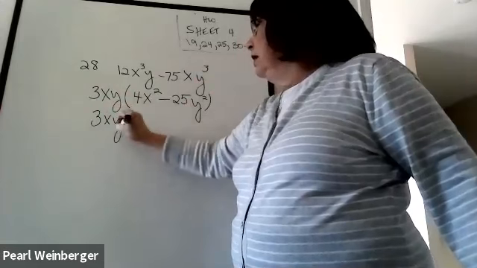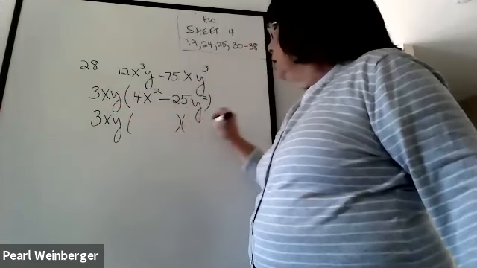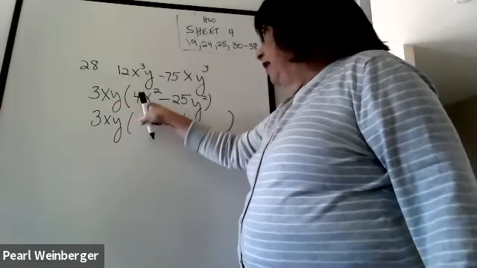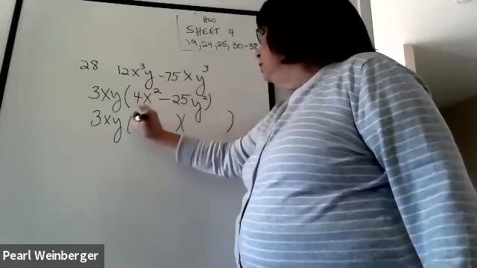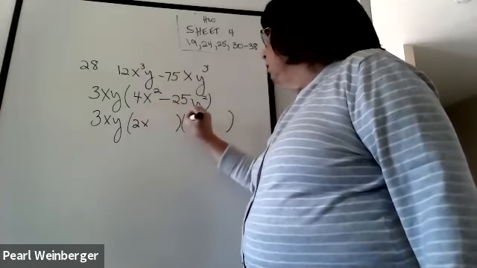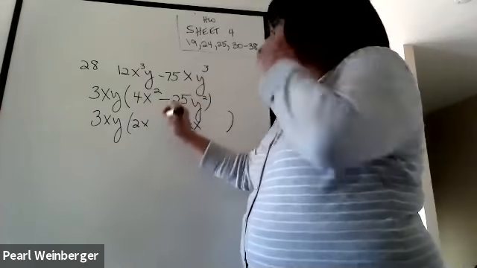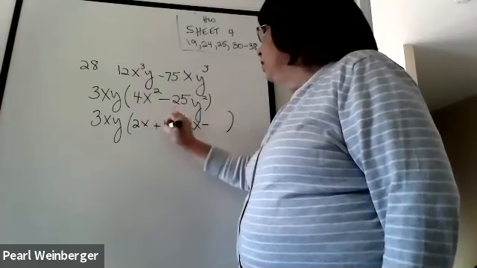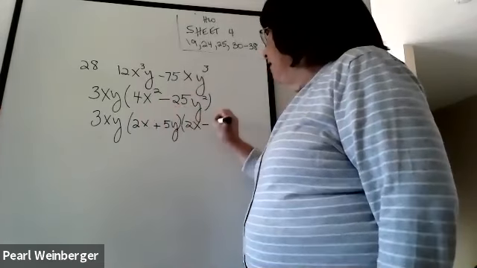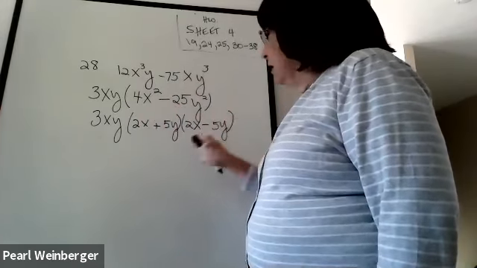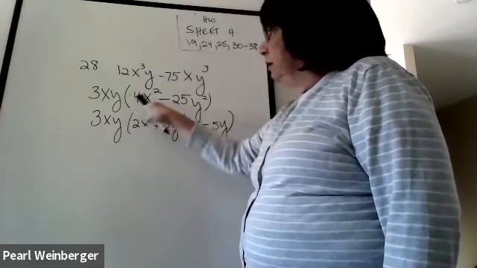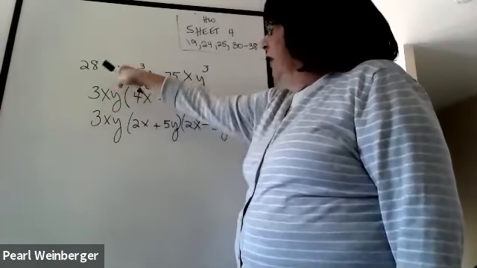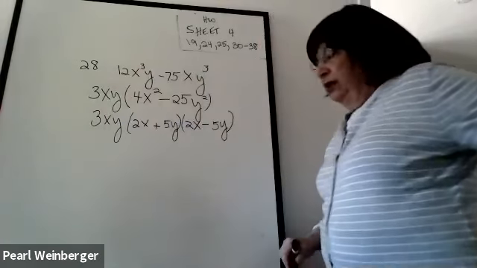I'll leave this 3xy alone. And this, there's no more common factor, but this is 2x times 2x. Again, since this is minus, this becomes a plus and a minus. And 25y squared is 5y and 5y. Again, here are conjugate binomials because this was a difference of squares. And this would be the result of factoring number 28.